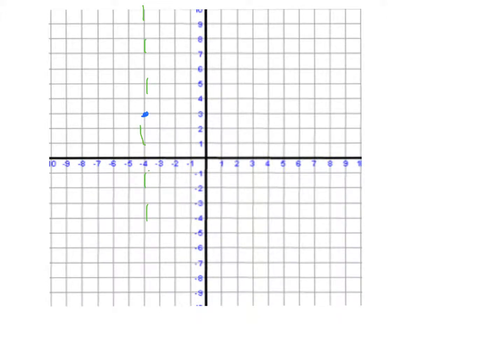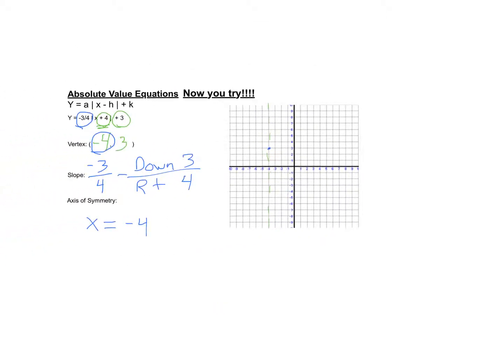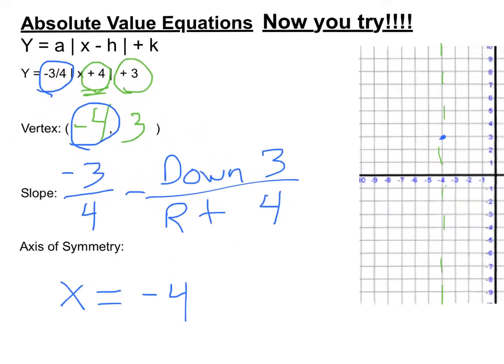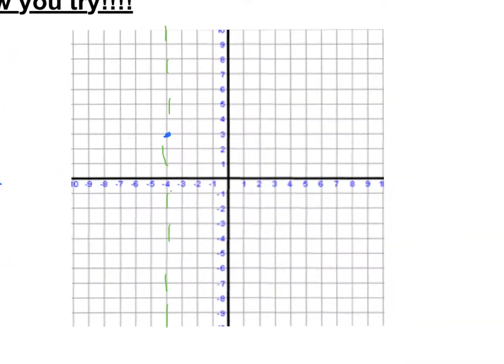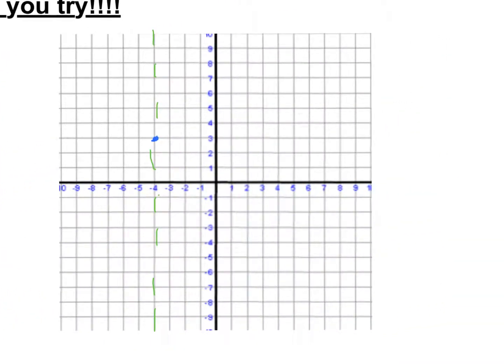Like so. Okay, so there's our axis of symmetry. Okay, now from here we're going to use our points using our slope. Now remember, our slope said we're going to go down 3 to the right 4. So let's scroll here. So we're going to go down 3 here.